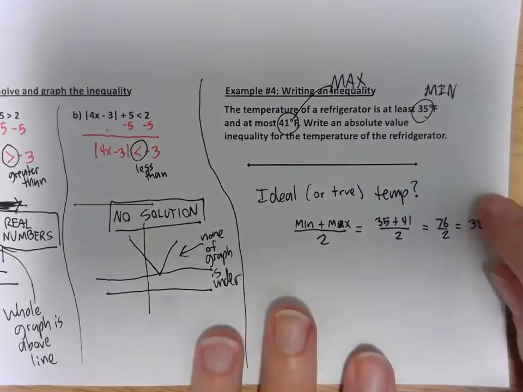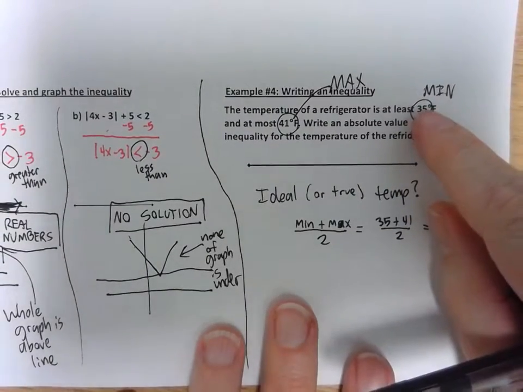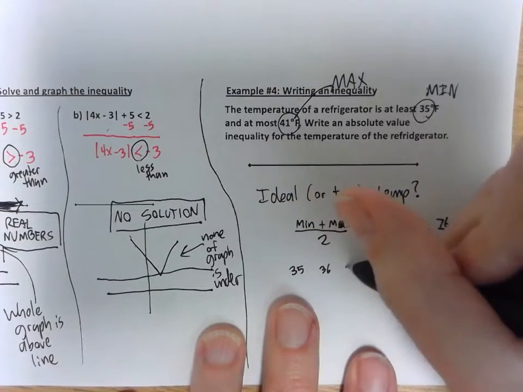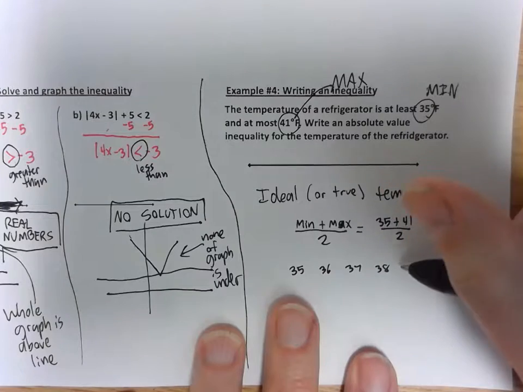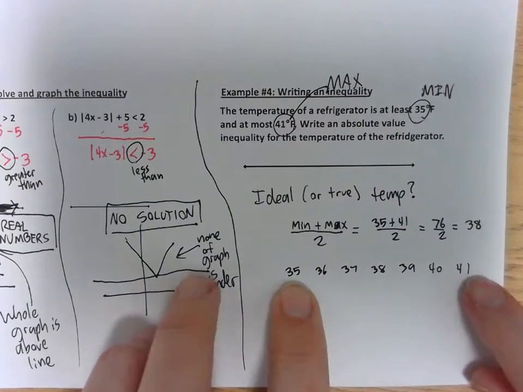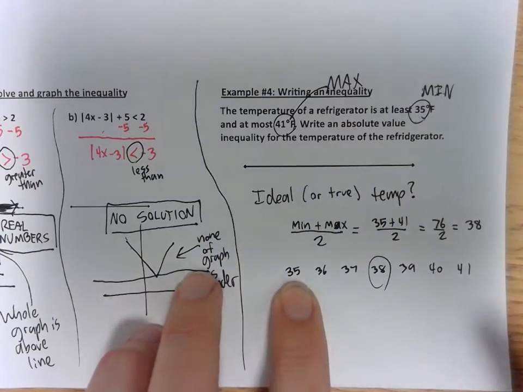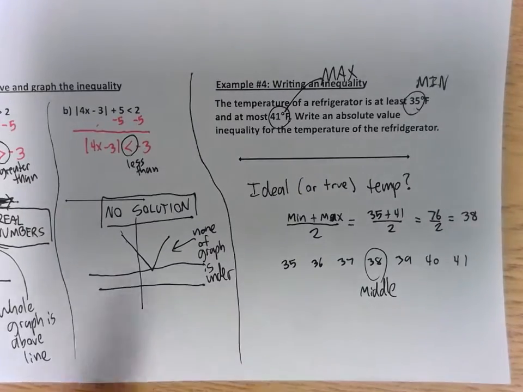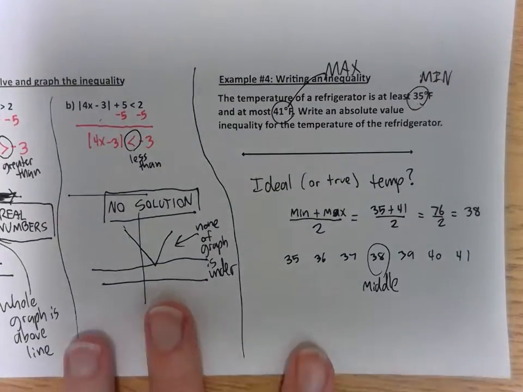And how do we know 38 is actually the average? Well, let's see: 35, 36, 37, 38, 39, 40, and 41. Look at the min, the max. Look at where 38 is. It's exactly in the middle, okay? Now, what do I do with that? Well, I write an inequality, okay?